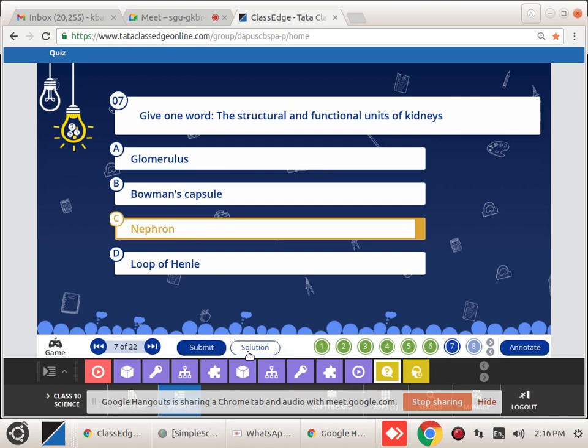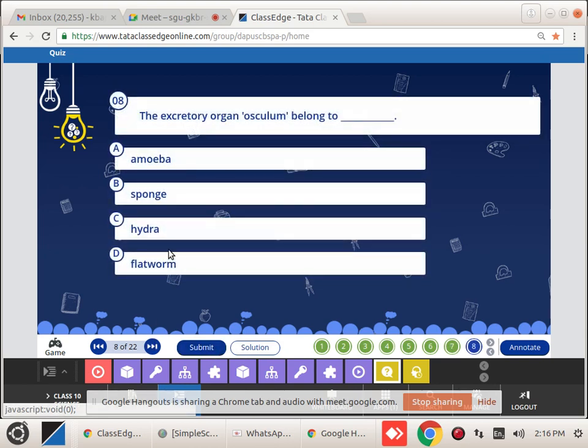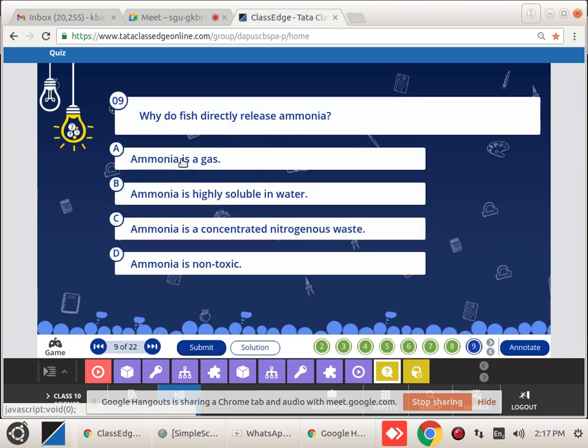Okay? Correct? Let's do 10 questions. The excretory organ osculum belongs to... when we talk about osculum, which we studied in 9th, Porifera should come to your mind. Porifera, that means sponge. So amoeba will not be the answer, because amoeba does not belong to Porifera. Sponge belongs to Porifera. You people know hydra belongs to Cnidaria, or we call it Coelenterata, and flatworms belong to the Helminthes group. So let us go for the sponges. Correct? For any question, pick up the logic first, and after that solve the question.